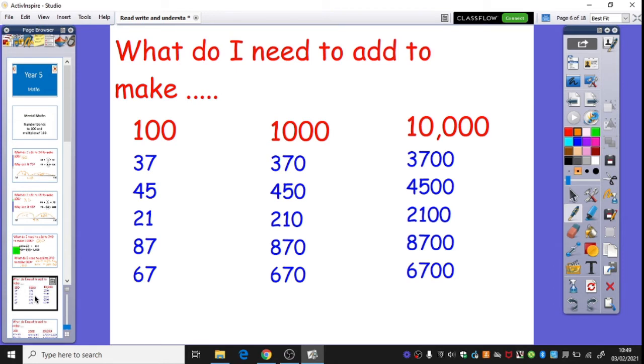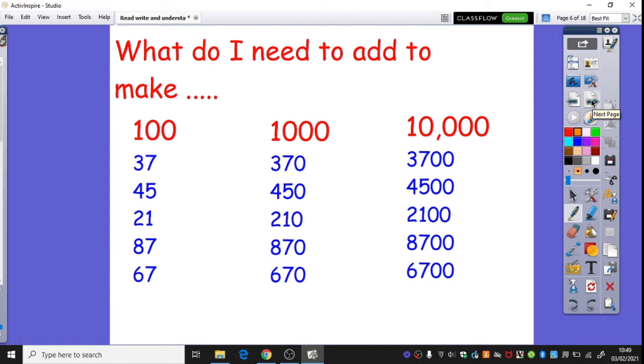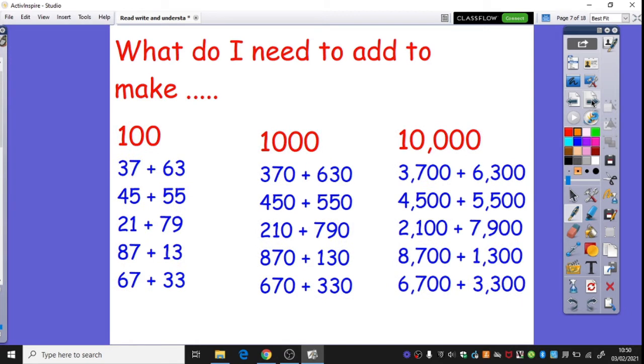So today then, what you're going to do for me is choose a level of challenge. I don't mind which one you have a go at completing. Try and choose a good challenge for you. You're going to think about what you need to add to the numbers in blue to make 100, to make 1,000, or to make 10,000. If you want to challenge yourself, you might want to have a go at more than one column. So pause the video now, and the answers will be up on the next page. Here we have the answers, and again you can pause the video to mark your own work.